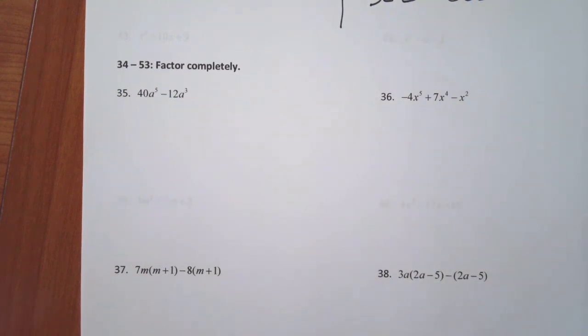Okay, so I want you to remember your strategy. The first thing you do is look for a greatest common factor. Then you look at the number of terms, and that will tell you how you're going to factor it. And then you're going to check each of your factors and make sure you haven't missed something. And you can always check by multiplying.